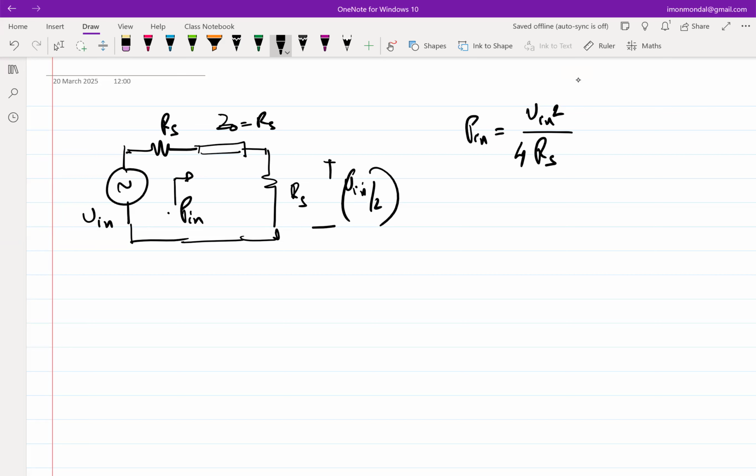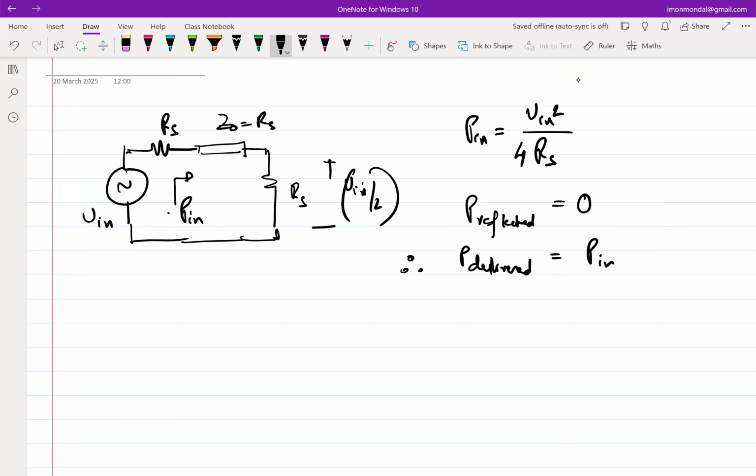And what is the power delivered to the load? What is the power delivered? It will be the same because under matched condition, the reflection is 0. Correct? Under matched conditions, reflection is 0. So power reflected is equal to 0. Therefore, power delivered is equal to P in.